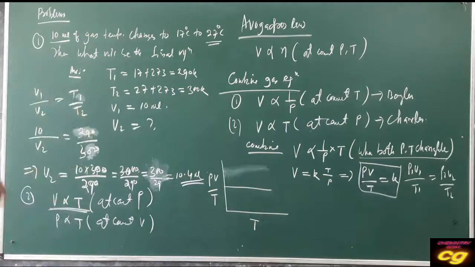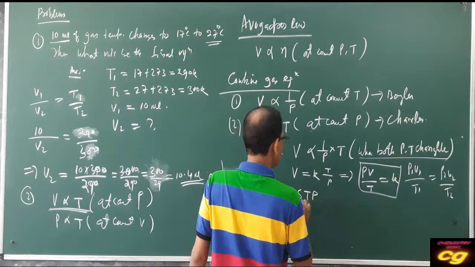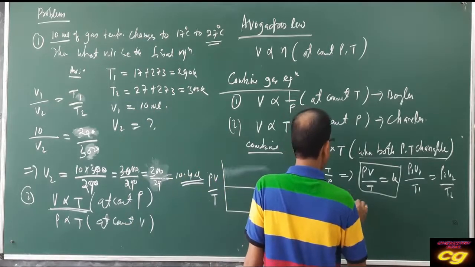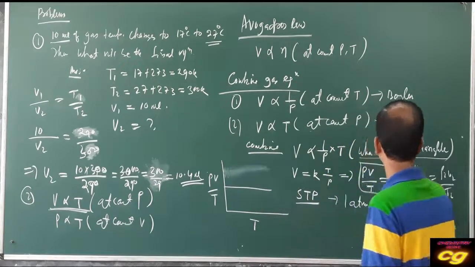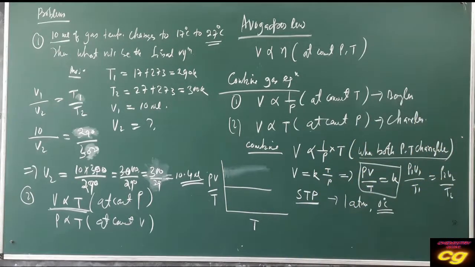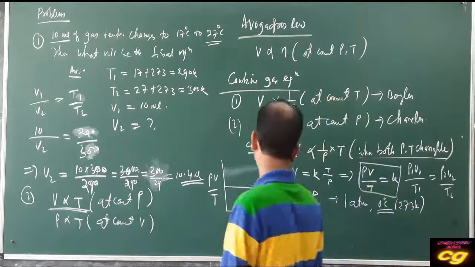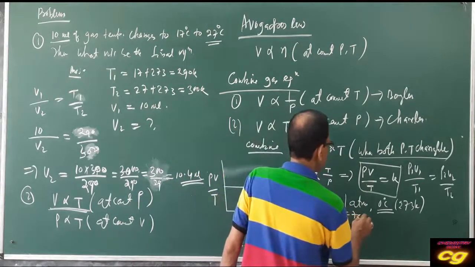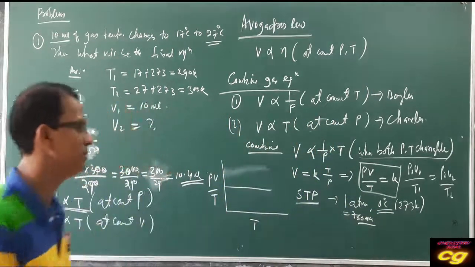One thing to remember: at STP, standard temperature and pressure, pressure is taken as 1 atm and temperature as 0 degrees Celsius. 0 degrees Celsius means 273 Kelvin. At STP, pressure is 1 atm, equivalent to 760 mm of mercury, and temperature is 273 K. You have to remember this.